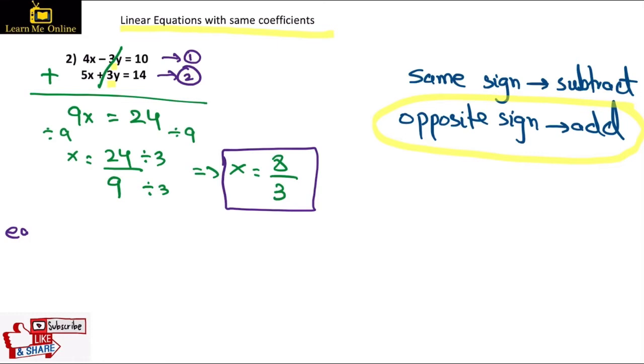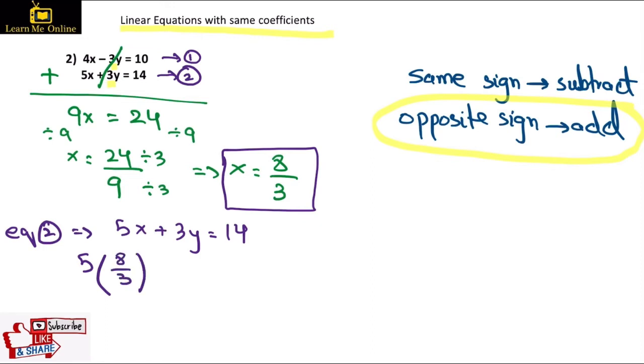So here I'm taking equation number 2 and subbing the x value into it. That's 5x plus 3y equals 14. I'm going to sub in the x value here, so that would be 5. Whenever I sub in any value, it goes in a bracket, so it would be 5 times 8 over 3 plus 3y equals 14. You expand out the bracket, so 8 times 5 is 40. You'll get 40 over 3 plus 3y equals 14.